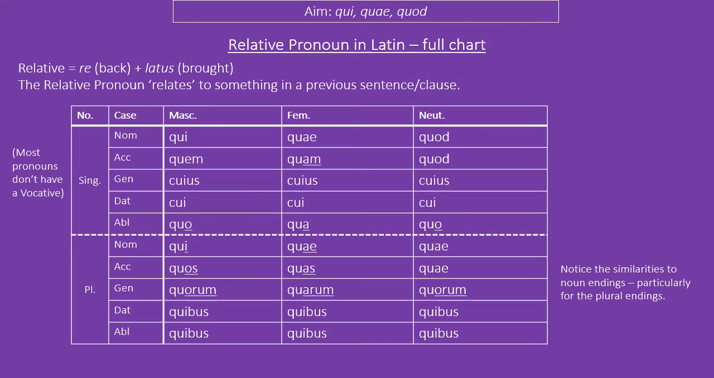However, you might not be doing Year 8 and 9 Latin, you might well be doing GCSE Latin, in which case you need to know the full chart. The relative pronoun, incidentally, you can kind of see where that word comes from, it is relatus, brought back to something in the previous sentence, or relates to. So the full chart, as we can see there, does not have a vocative. Most pronouns don't have a vocative. You can also notice that I've underlined where there are really strong similarities to first and second declension endings, which can help you to learn them, particularly for the plural, not so much for the singular. The singular is a little bit odd.